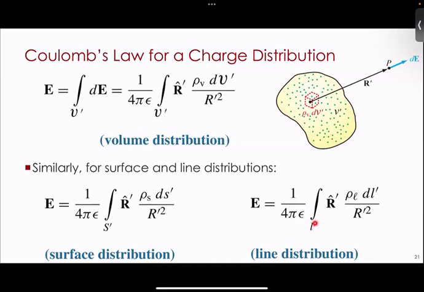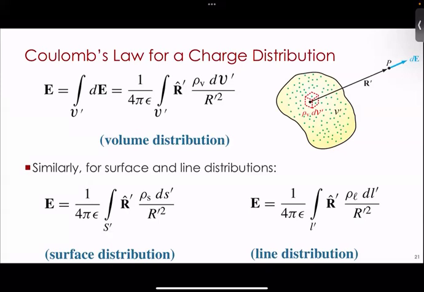For the line, the front part's the same, but we're integrating over a line. Instead of rho v or rho s, we have a rho l. Instead of a dV or a dS, we have a dl. This, in all cases, is the distance from that piece you're considering to the observation point. The piece could be a piece of volume, a piece of surface, or a piece of line, okay?